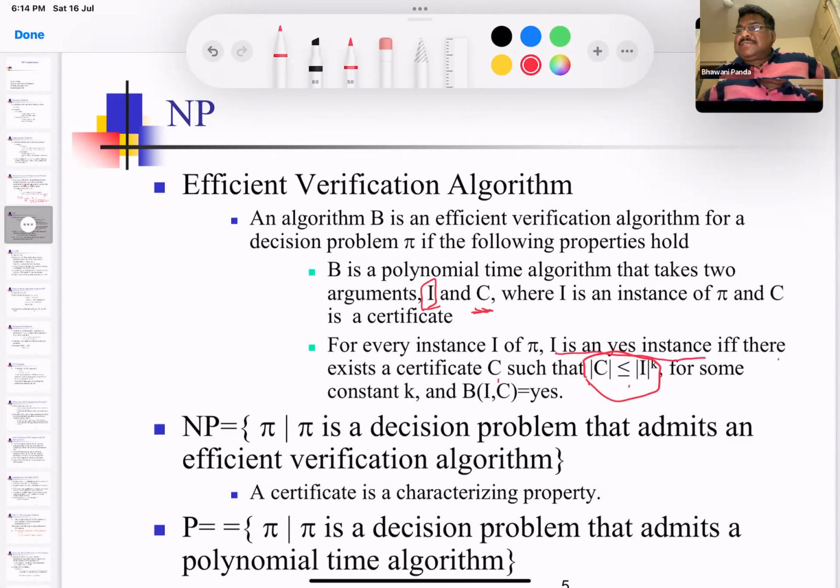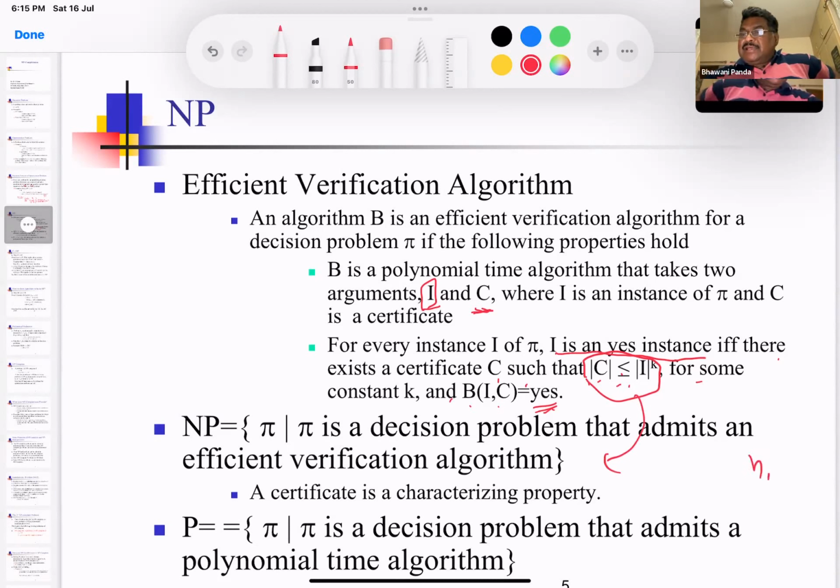And what is a certificate? A certificate is a characterizing property, and we are interested in a short certificate. Short means polynomially bounded in the input size. So for example, given a graph, the input size will be n and m, or n. So this certificate size should be less than or equal to n raised to some constant k. K is a constant.